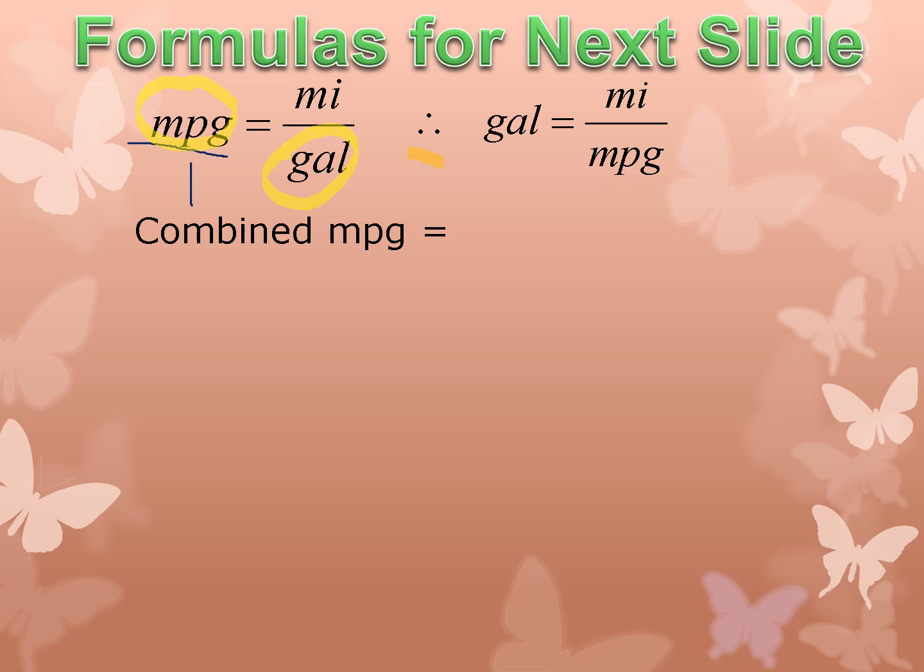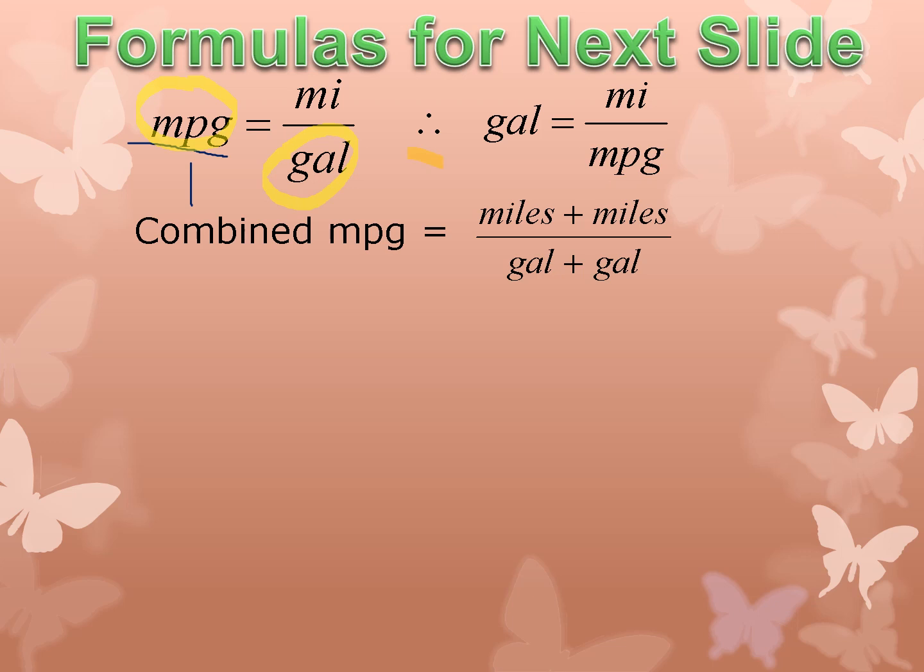So that's one thing. If you want to look at city plus highway and get that, or let's say you have a car and your spouse has a car, and you want to find out the combined mpg you get as a couple over a time period, you can use this formula for that as well. So for combined mpg, we're going to take the miles of one plus the miles of the other, and then divide that by the gallons of one plus the gallons of the other.